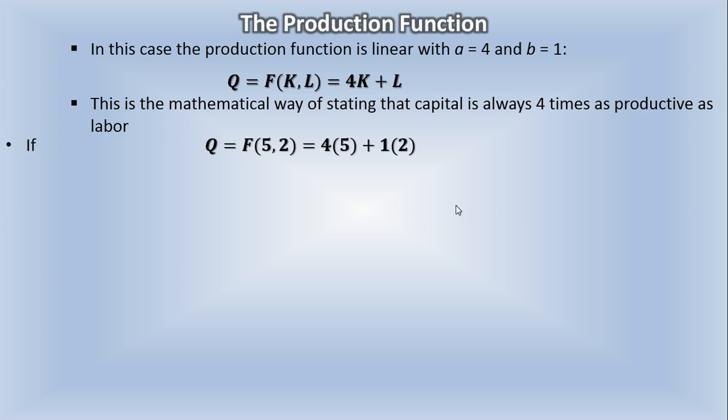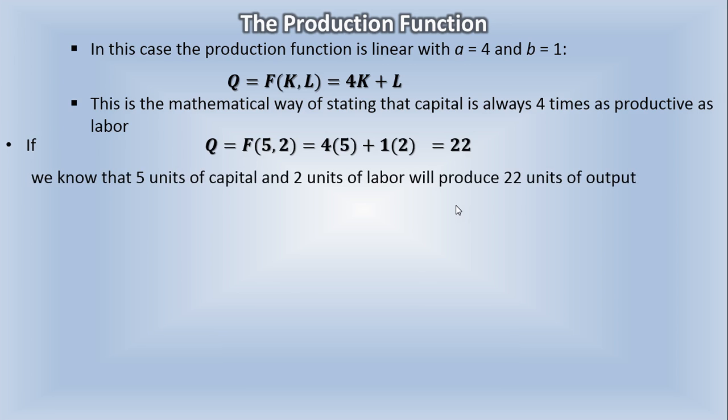If we were to plug in 5 units of capital and 2 units of labor, then we could figure out that 22 units of output can be produced. So that's just one example of a production function. It's the simplest case. Here's another case of a production function. Again, in this case, the inputs are perfect substitutes, meaning you can substitute capital for labor and you'll get the same result, but of course it depends on the productivity. So you'll need to substitute 1 unit of capital for 4 units of labor in order to maintain your level of output. But you can do it, and they're perfectly substitutable.